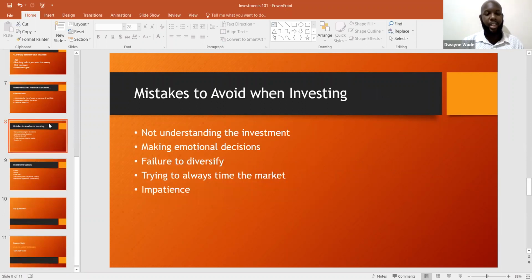Another thing. Now, let me go in quickly into some of the mistakes that many make when investing. Common mistakes, understandable, but it happens. Now, not understanding the investment.